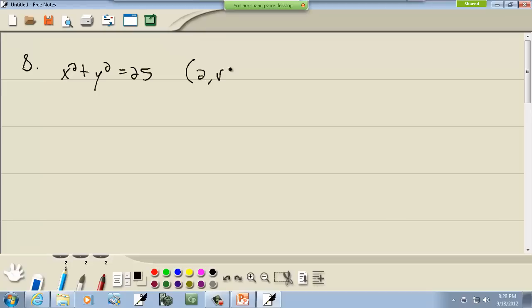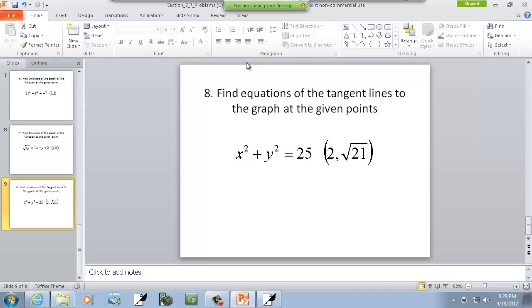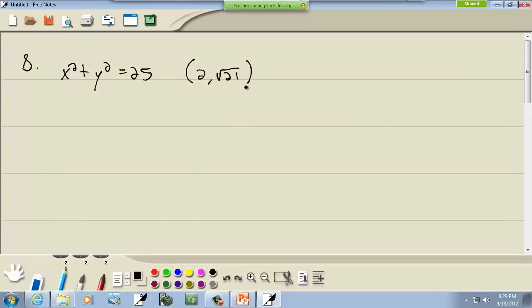Now the instructions here say find equations of the tangent line to the graph at the given points. In this particular problem, we're only given 1 point. In the book, for the assignment for this, you'll probably have 2 points, depending upon if addition changes and so forth. But anyway, we're finding the equation of the tangent line, so our first step is to find y prime.